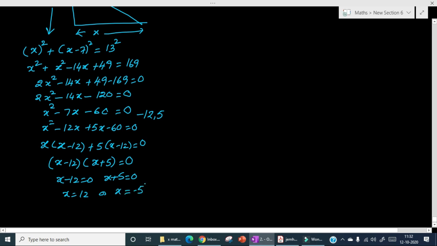But as we are considering the base, length is x, length cannot be negative, therefore this solution is discarded. X is equal to 12, that means base is 12 and altitude is 7 less than that, so 12 minus 7, which is equal to 5. If it is in centimeters, we write centimeters as the answer for it.